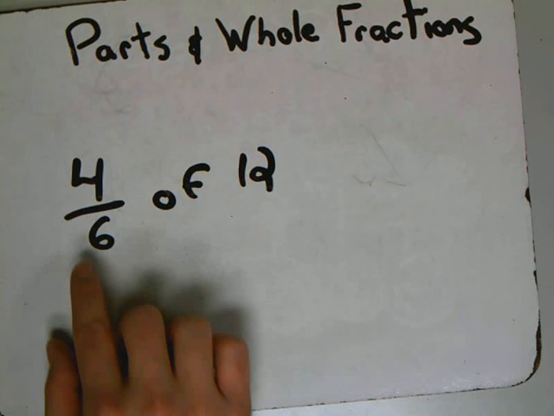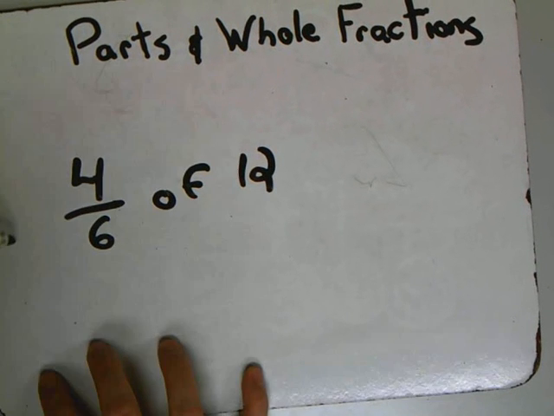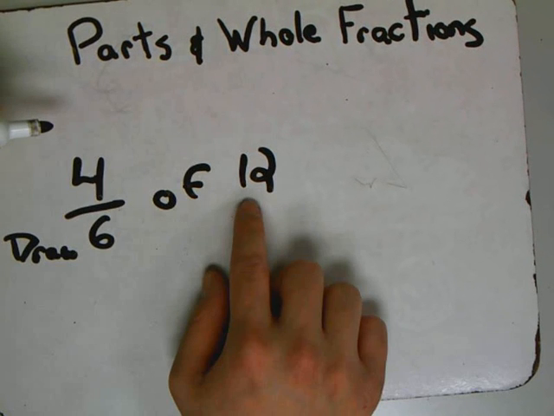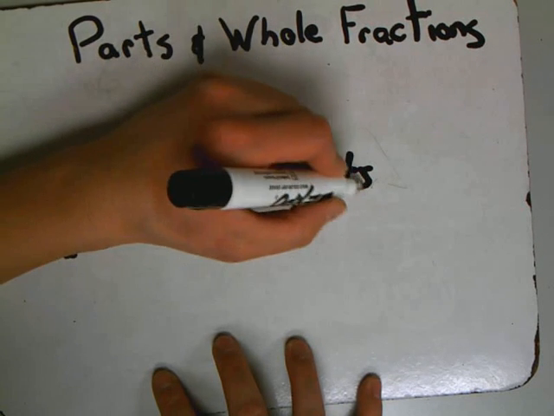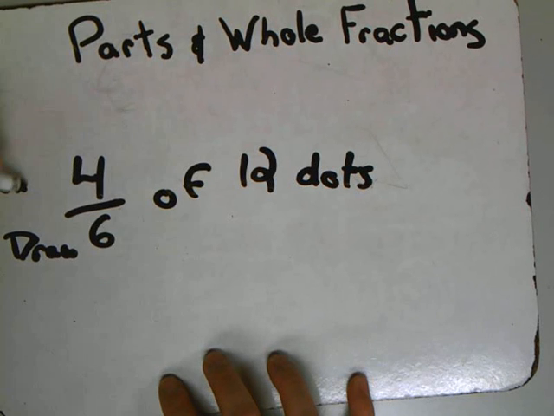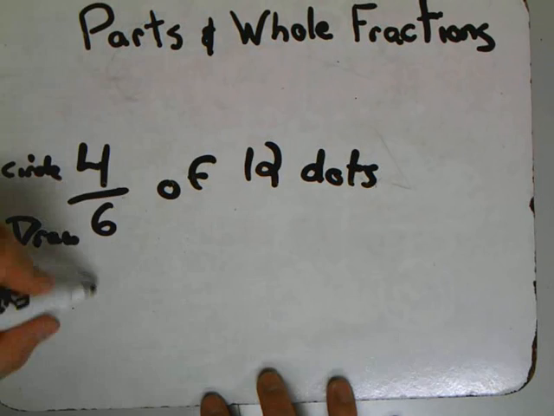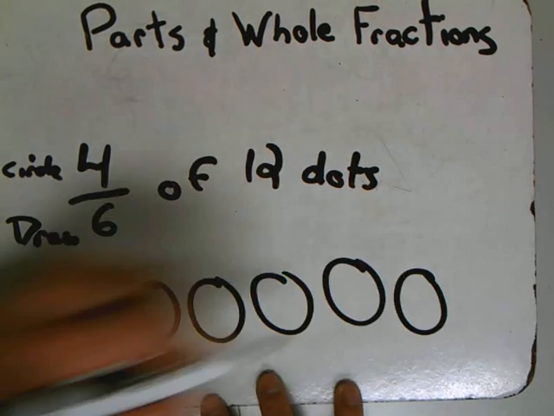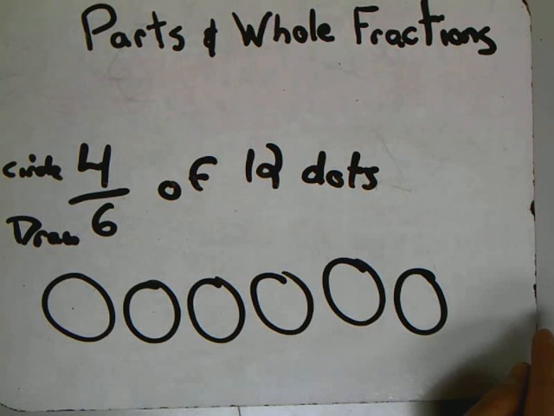First of all, next to my denominator, I'm going to write the word draw. Then, next to my whole number, 12, I'm going to write dots. Then, next to my numerator, I'm going to write circle. The first thing I'm going to do is draw 6 circles. Then I'm going to take 12 dots and place them evenly within the 6 circles.